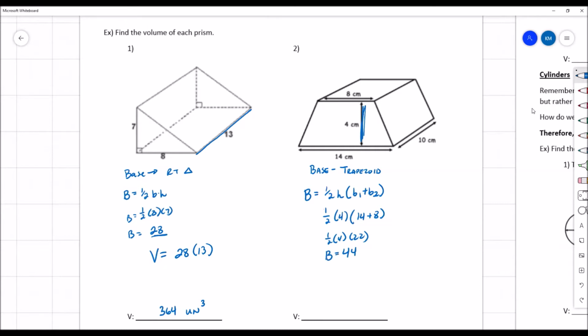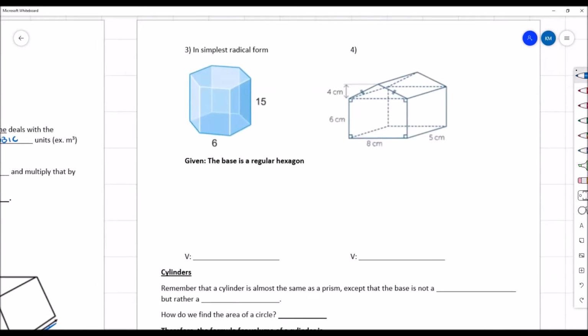The height of our prism is 10. And so the volume of this prism is going to be the area of the base times the height of the prism, which gives us 440 centimeters cubed.